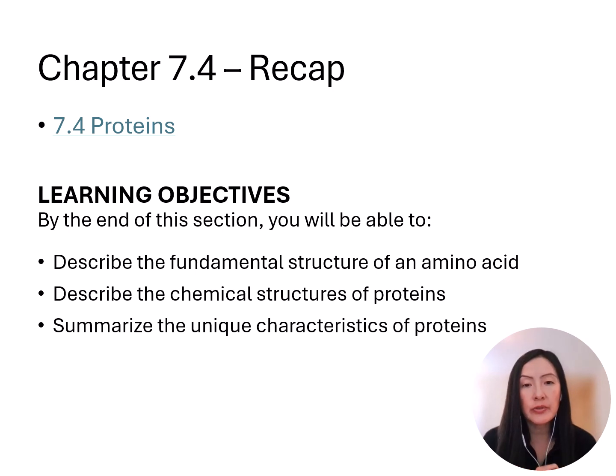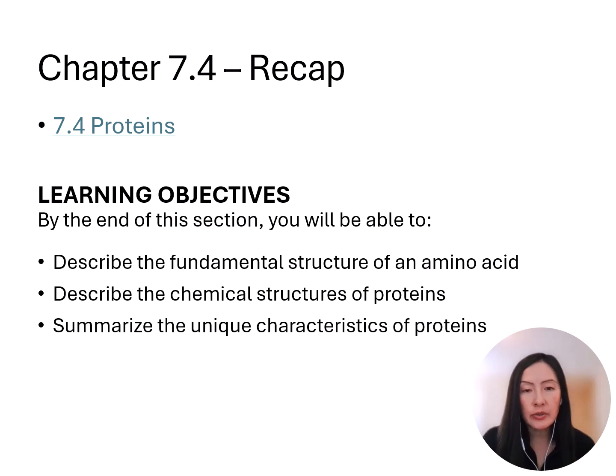So the fundamental structure of an amino acid: we have the central alpha carbon bonded to an amino group, NH2, the carboxyl group, COOH, a hydrogen atom, and then the variable side chain, that R group, which determines the chemical properties of the amino acid.